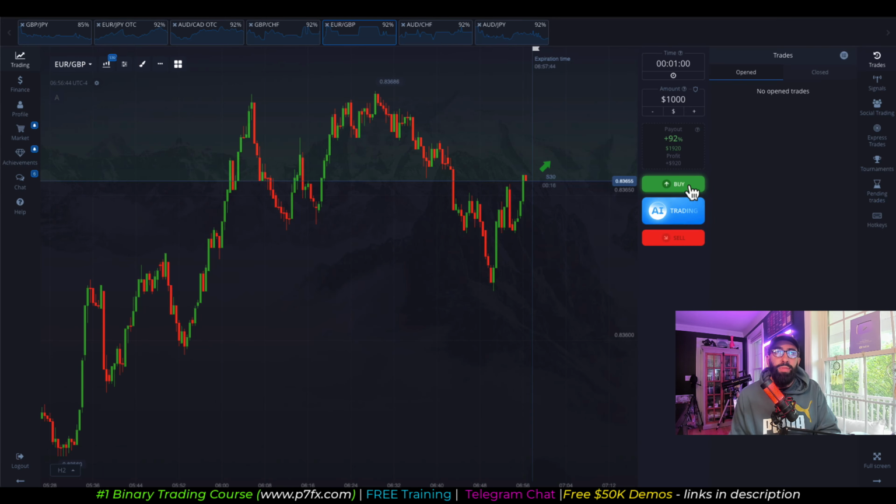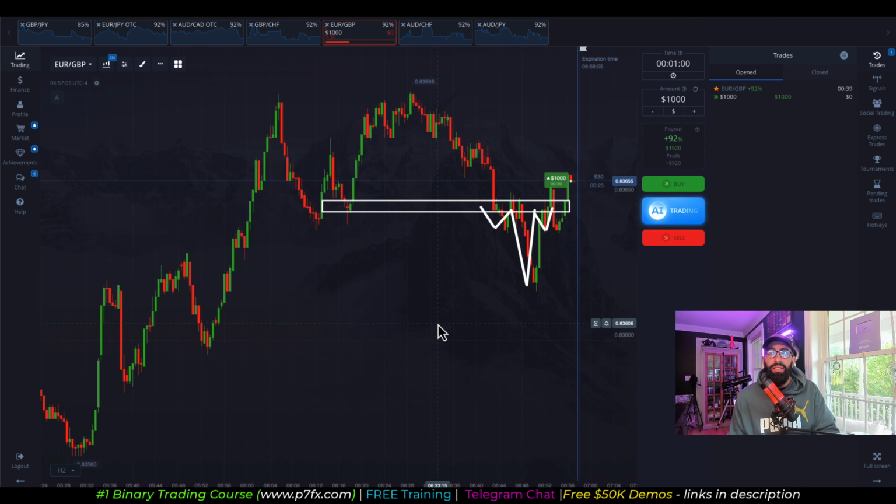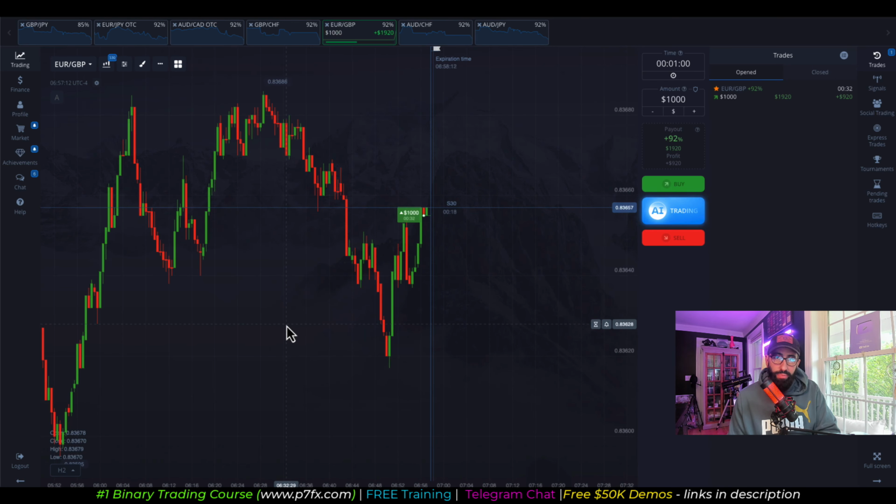Next up is for Euro GBP. We entered for a buy. We have an overall uptrend with an inverted head and shoulders where price broke through the neckline, signifying further bullish momentum.